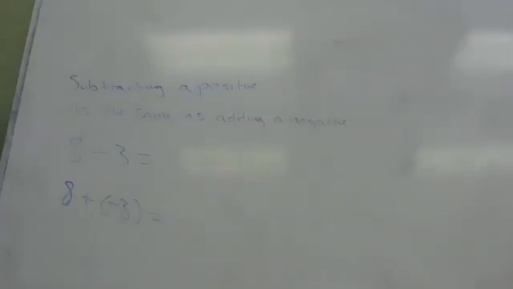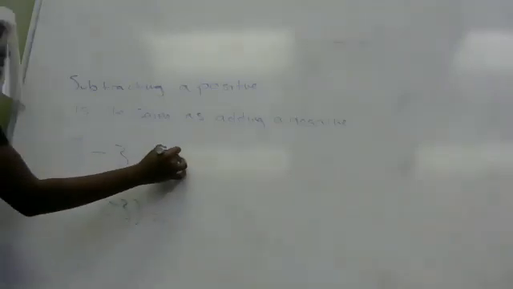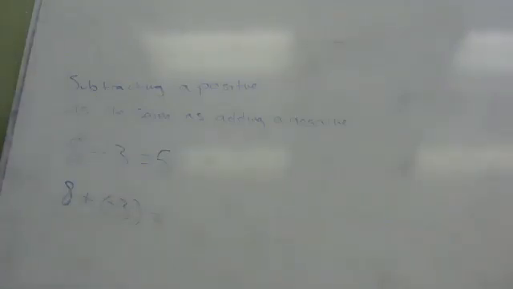5. My bad. 8 minus 3 is 5, right? But what about 8 plus negative 3? It's 5 also. How do you do it?